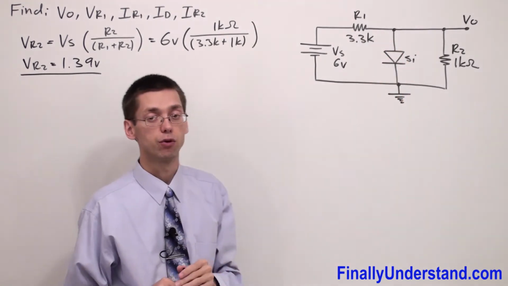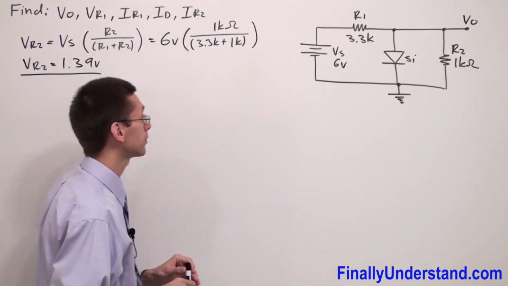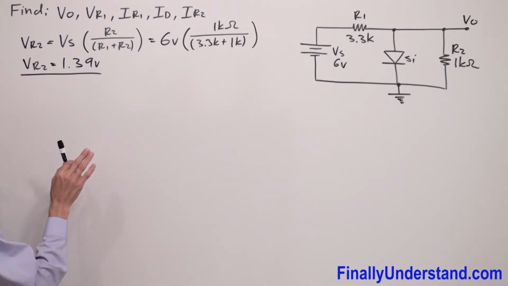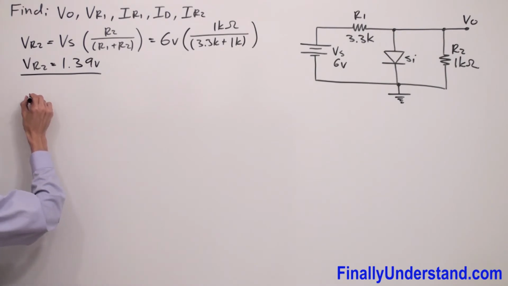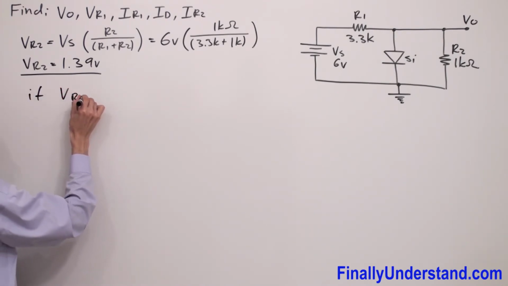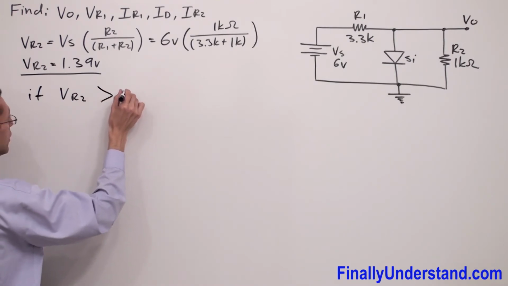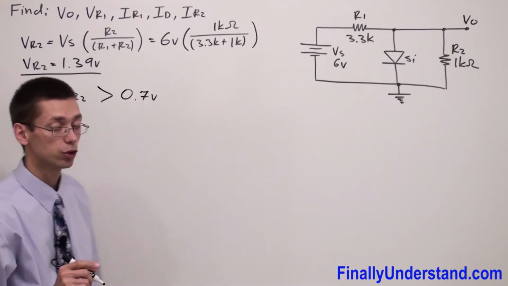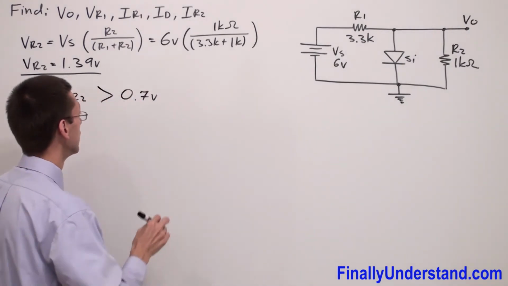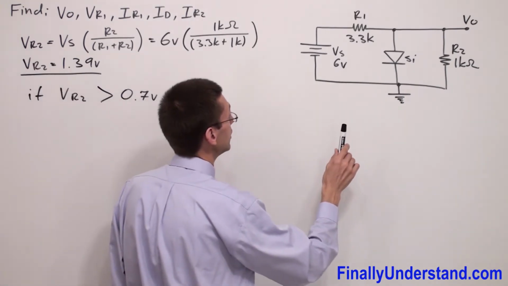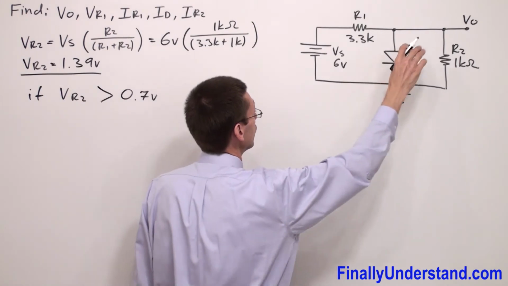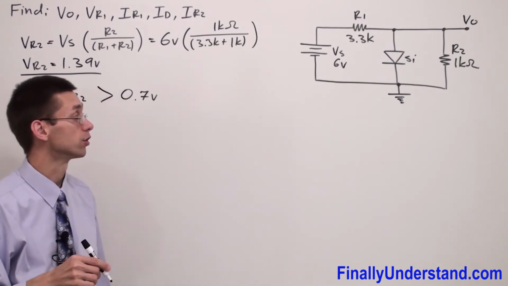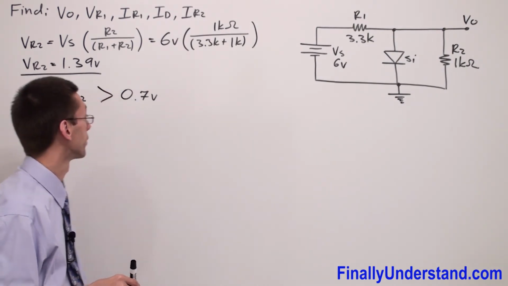So what does it mean for us? It means that the diode at this condition is conducting. If VR2 is greater than 0.7 volts, it means that the diode is in the on state. The voltage across the diode is sufficient to turn on the diode. The voltage must be greater than 0.7 volts.